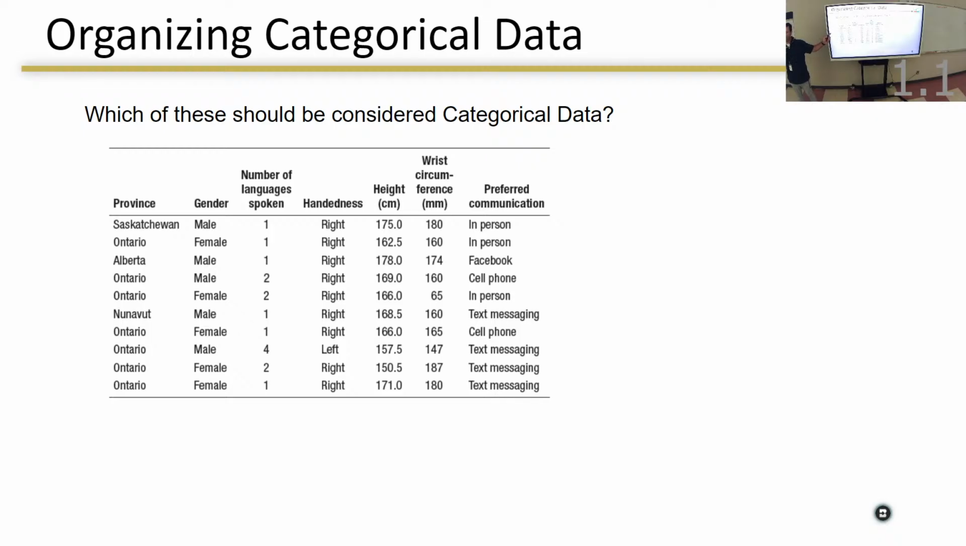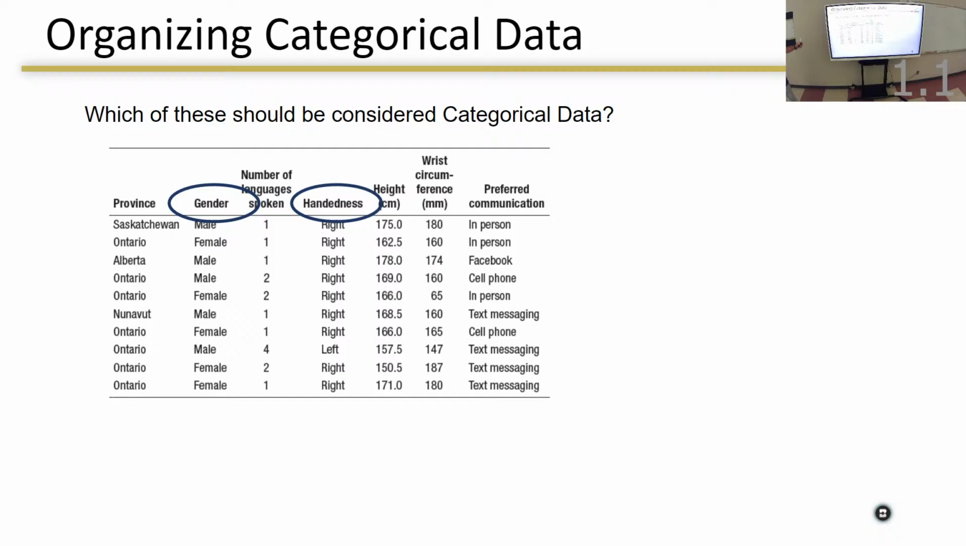Where you live? Category. Gender? Category. Number of languages spoken? Numerical. Handedness? Category. Height? Numerical. Again, I don't think I'm going to have a dot for each individual. I'm probably going to make it somewhat continuous. Wrist circumference, and then preferred communication.